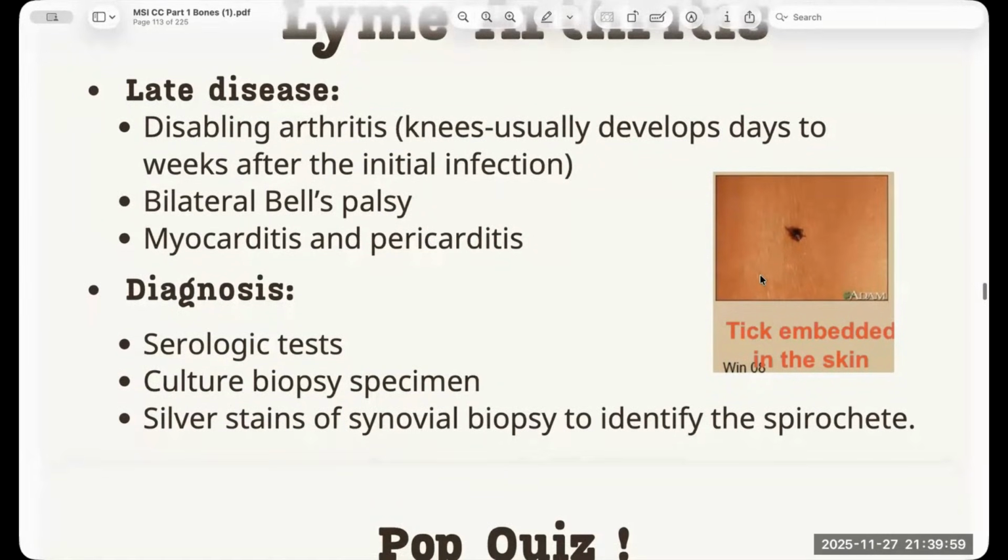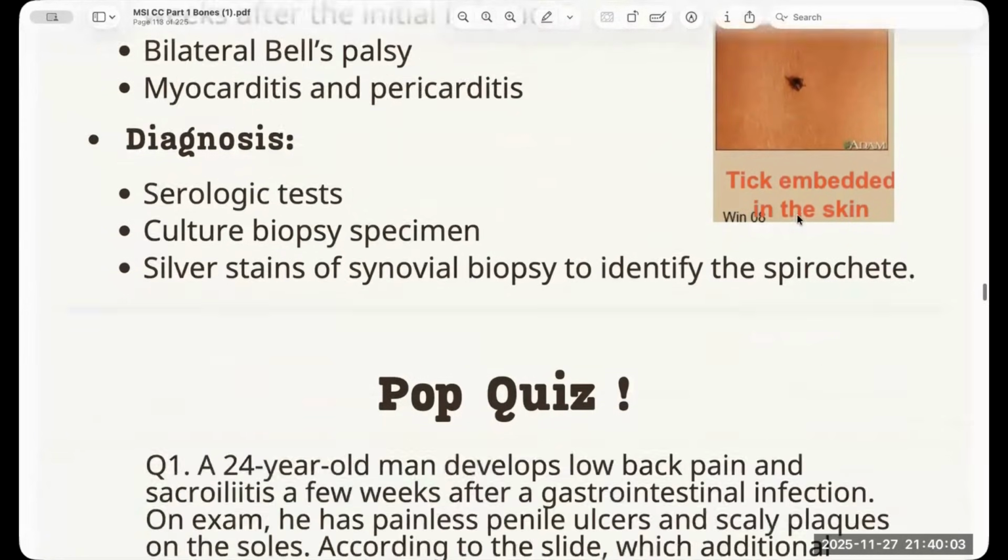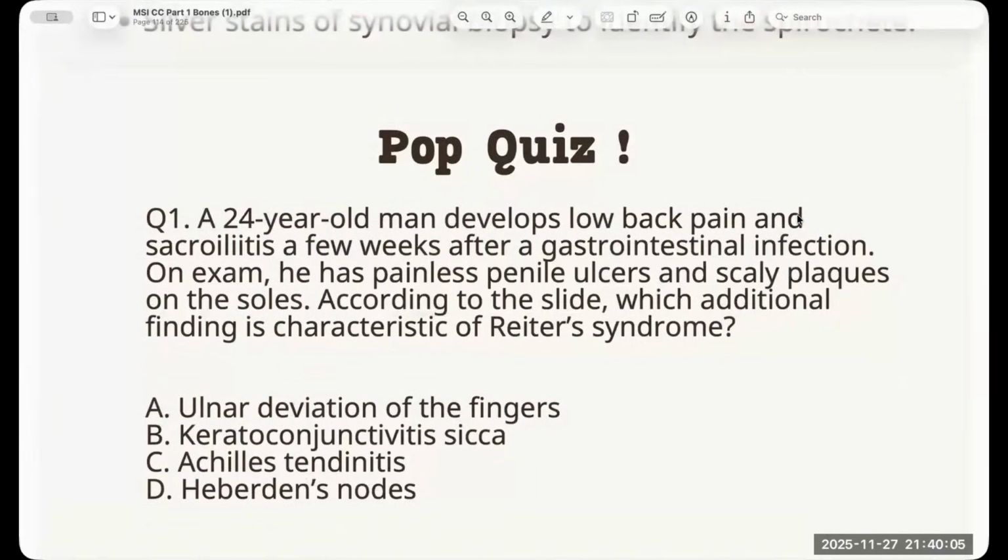Here's the tick embedded in the skin, to show how it looks. Okay. With that, we're done with the joint diseases. We're good. And here's a quick question.